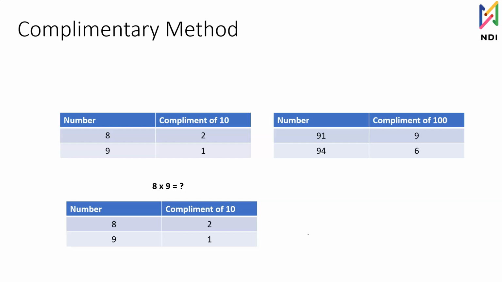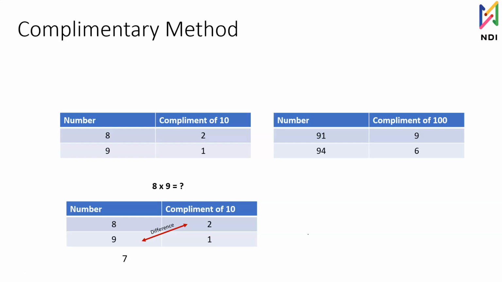So what are the next steps? This is the first step. When you have two numbers, you compare them against the base number, find their complements, and put them in the form of a table like this: 8 and 9, 2 and 1. The next step is to find the difference between 9 and 2, or you can also do it between 8 and 1. Both values will be the same. In this case, it is 7.